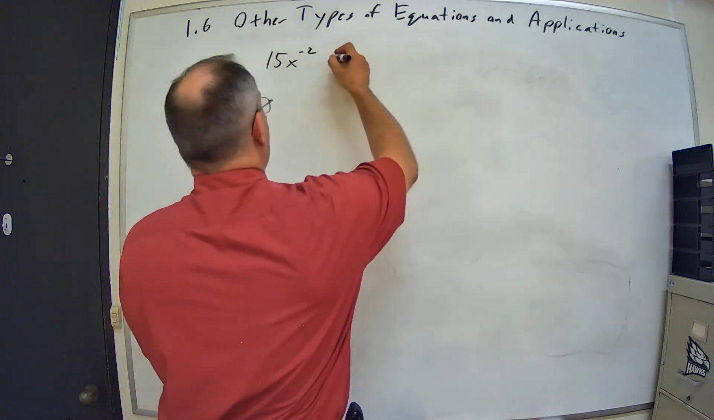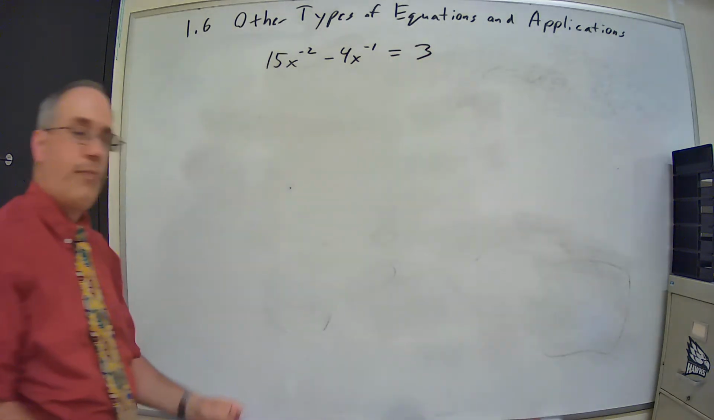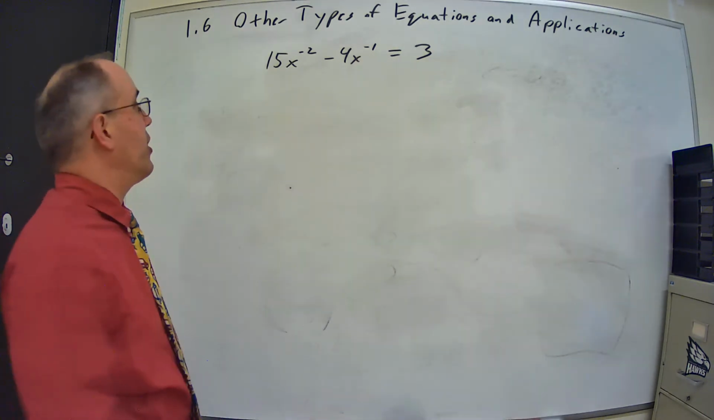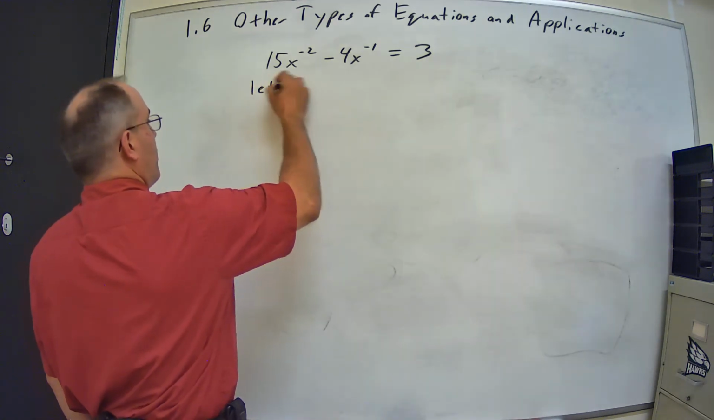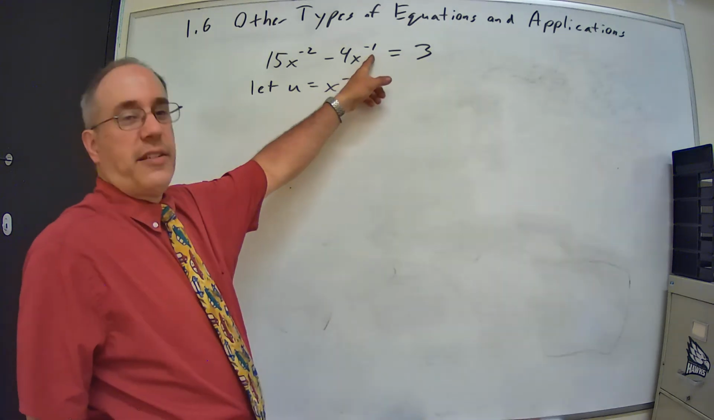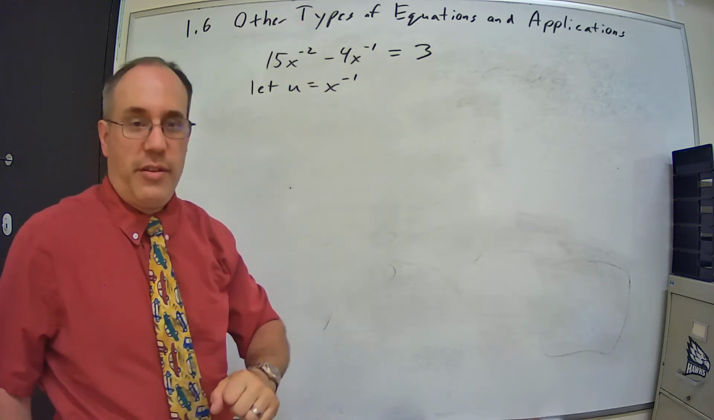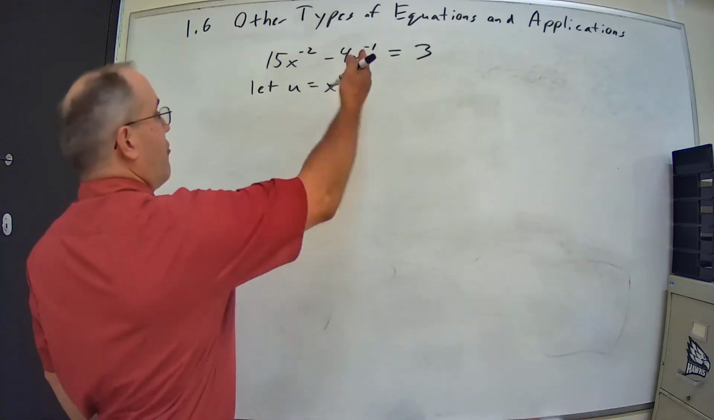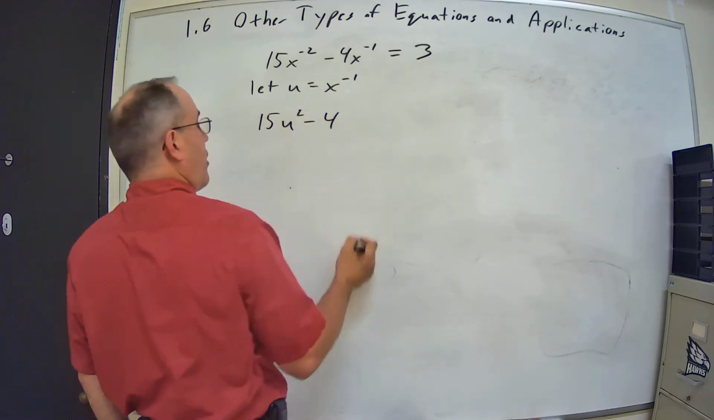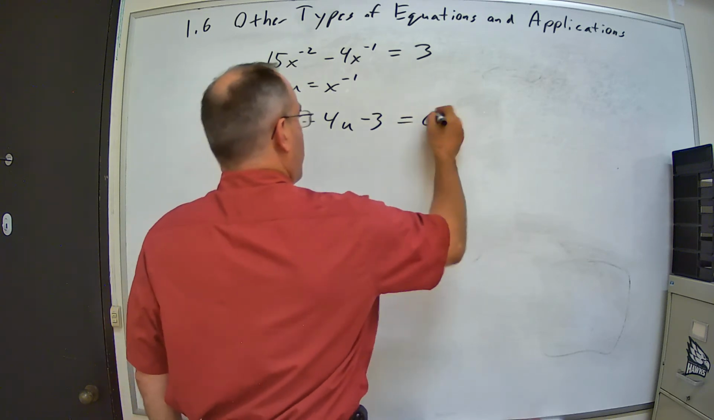15x to the negative 2 minus 4x to the negative 1 is equal to 3. Now, if we look at that, I see negative 2, negative 1. So my thought is that we can let u equal x to the negative 1. If we make x to the negative 1 equal to u, then we're left with just the variable itself, the new u. So we have 15u squared minus 4u, and I'm going to bring the 3 over, so minus 3 is equal to 0.